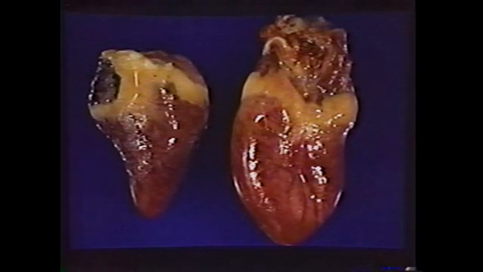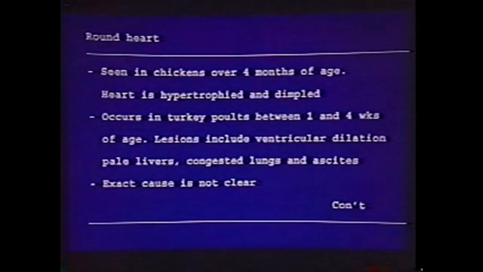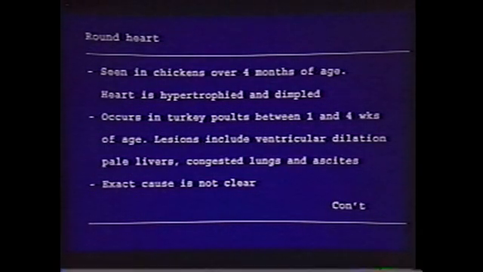Here is a heart from a turkey. Here's a normal heart. You can see the heart is greatly enlarged, and this is due to hypertrophy, commonly called round heart disease. It can be seen in chickens and in turkeys. In chickens, it's usually seen in older birds, and due to hypertrophy, the heart is hypertrophied and the apex of it is dimpled. It's seen in young turkeys, however, less than 4 weeks of age.